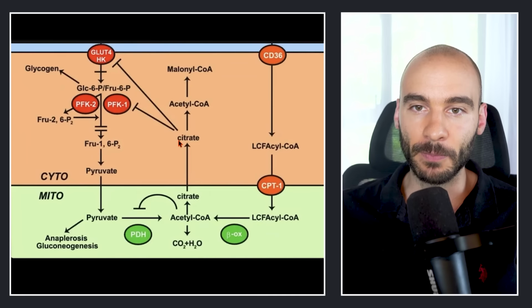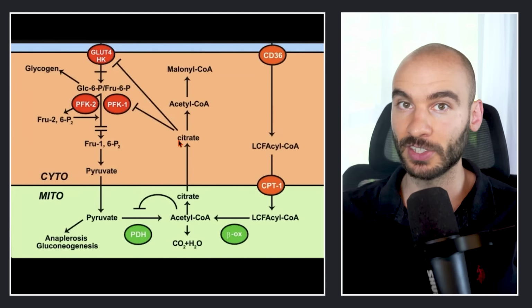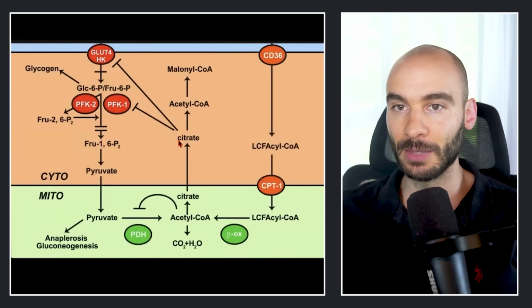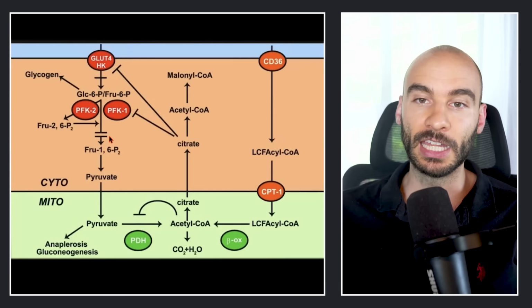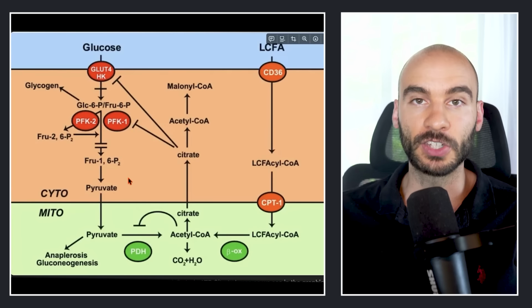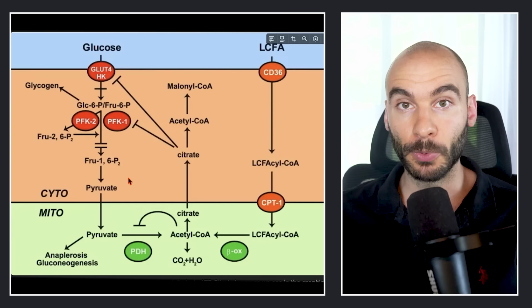So this leads to that buildup of citrate, which we're going to see doesn't happen when carb oxidation inhibits fat oxidation for this reason. And then that citrate is allowed to inhibit glycolysis. This is really important to understand.